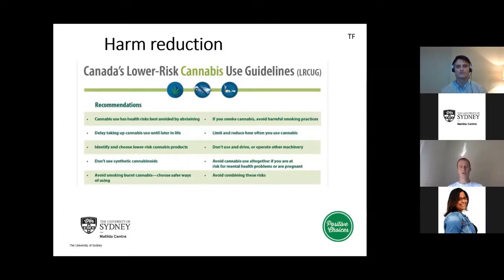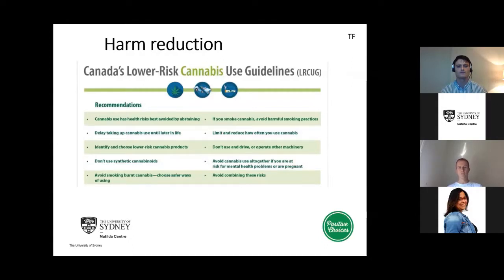Another important recommendation is to limit and reduce how often you use cannabis. This is possibly the most important one, because if we look at the adverse effects of cannabis, one of the most reliable predictors is the frequency of use. If you're a daily cannabis user, your risk of psychosis is considerably higher than if you are somebody who uses occasionally, and the same for cannabis use disorders and cognitive impairment. So if you do use frequently, reducing the number of days you use is very important.